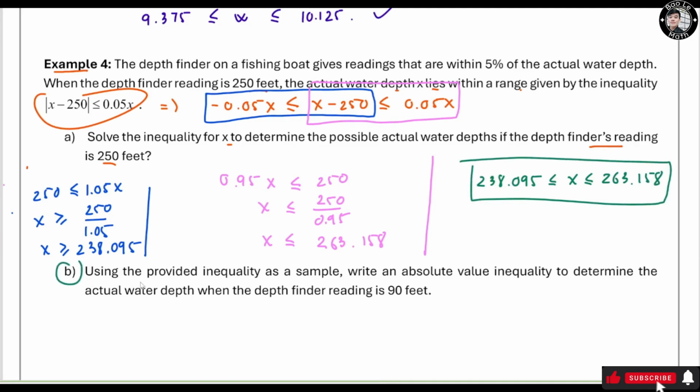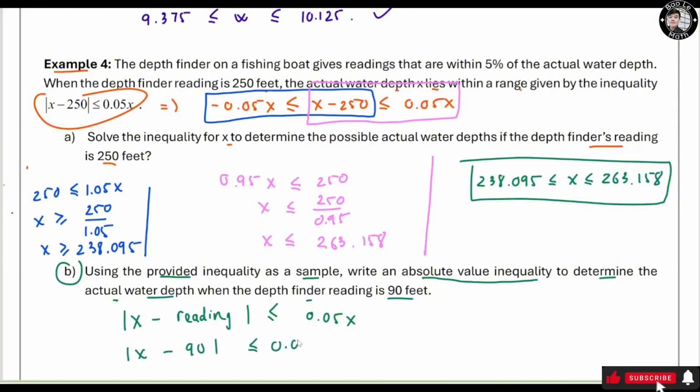Now question B. Use the provided inequality as a symbol. Write an absolute value inequality to determine the actual water depth when the depth finder reading is 90 feet. Alright, so we know that the absolute value of S minus the reading is always less than or equal to the tolerance, which is 0.05 S, right? Alright, so we're going to substitute the values. It's going to be the absolute value of S minus 90 less than or equal to 0.05 S. This one is the final answer.